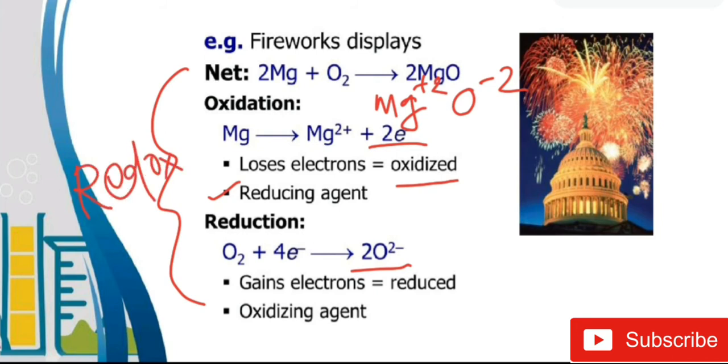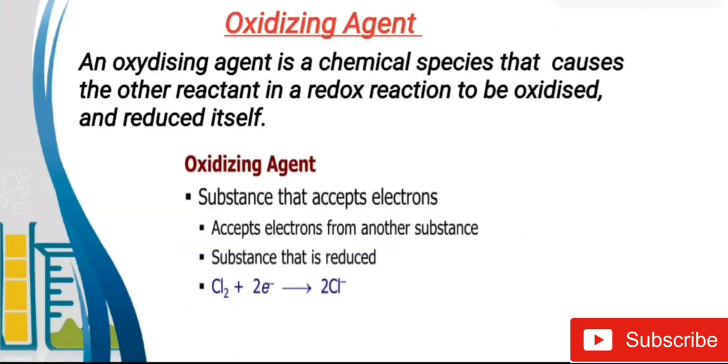The whole process is an example of the redox reaction, because, children, you can see both oxidation and reduction occur simultaneously. Now let us discuss what is an oxidizing agent. An oxidizing agent is a chemical species that causes another reactant in a redox reaction to be oxidized, and it reduces itself. This means, in short, oxidizing agents are substances that accept electrons.